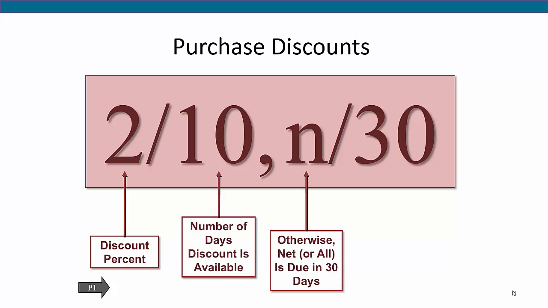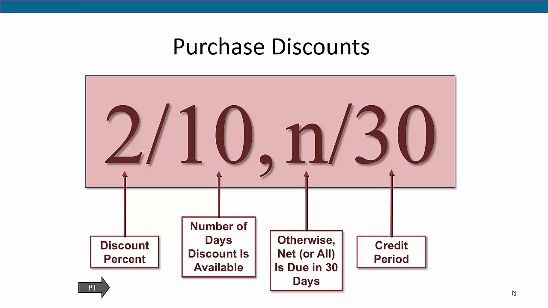Purchase discounts then are typically written as shown on this slide. And this particular discount term would be read as 2/10, n/30. The first number represents a discount percentage. Here, the buyer can deduct 2% from the full invoice price if it pays within the discount period. So 2% on a $1,000 purchase is $20. Now the second number represents a discount period in number of days. This would be 10 days.